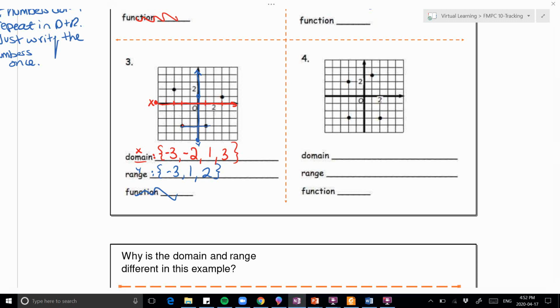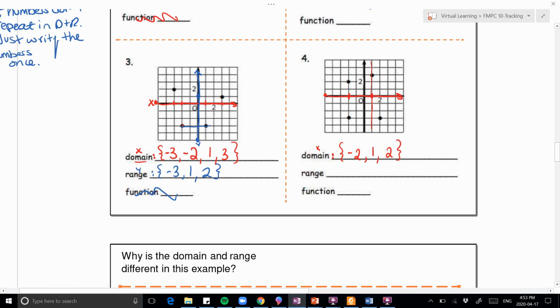So once again, we're going to start with my domain, which is my x's, from left to right. And as I move along, do I see any points? Yes. Does it matter that there are 2 points on here? No, I only need to write that one number once. So -2 is part of my data set. No, yes. So there's another point, right? That point falls on that x-axis. So that's going to be a 1 and a 2.